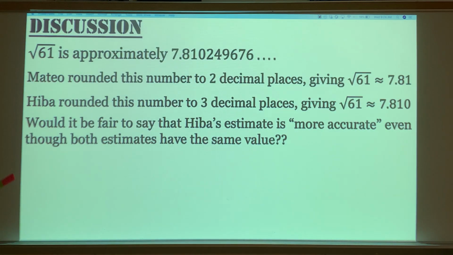All right. We're going to have a discussion like this in class too, but I'm just going to discuss this with you. Square root of 61 is approximately 7.810224.